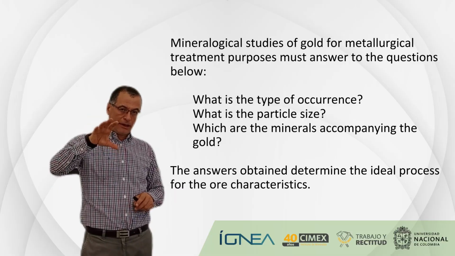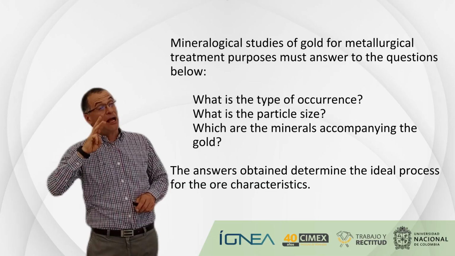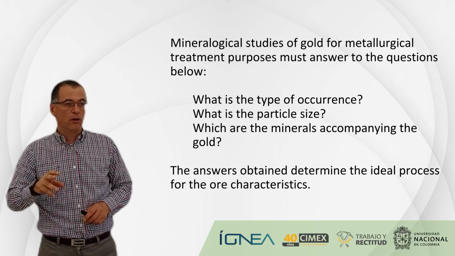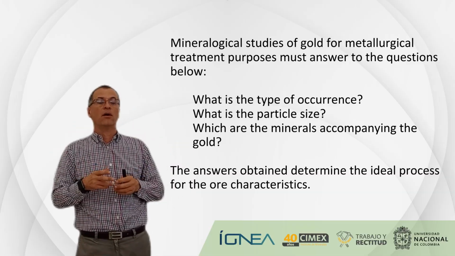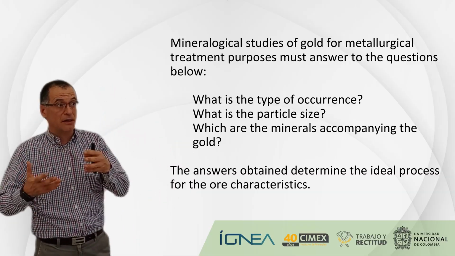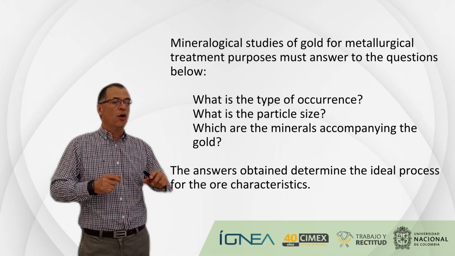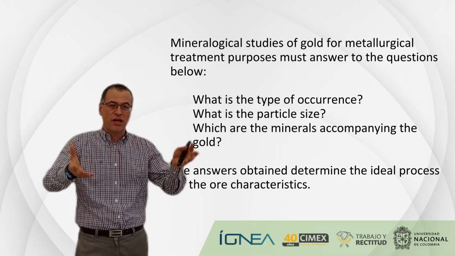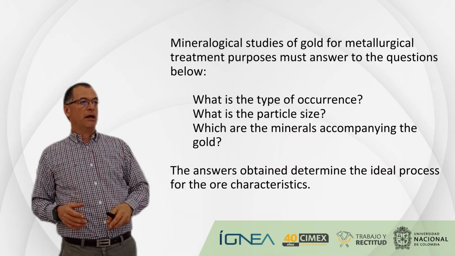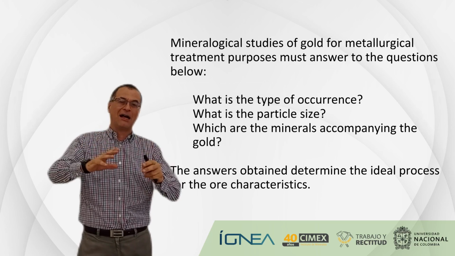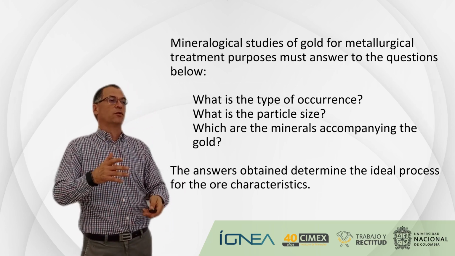This is the important topic: define the type of occurrence of the ore, which elements are present in the ore, the particle size, as we presented in the last class also, and which are the main mineral associations present in this ore. When you define that, you can define the process to obtain the gold.